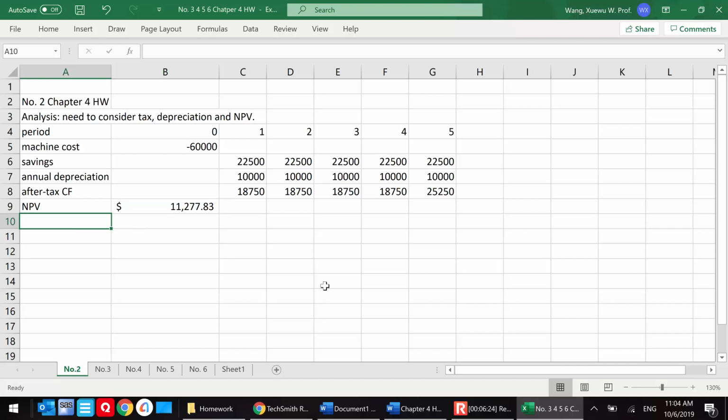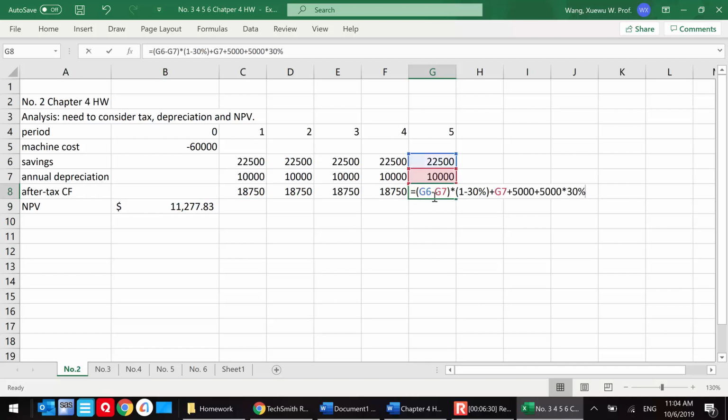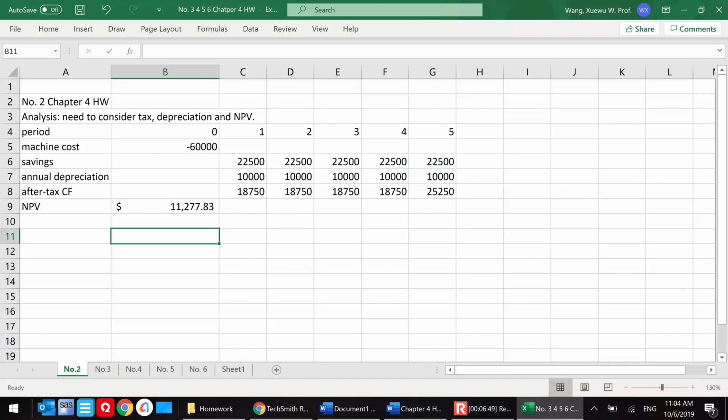I hope this is useful. The most confusing part is what you are going to do for the cash flows in year 5. For the cash flows in year 5, you look at the savings, the depreciation, and the tax, but you also need to look at the market value and the tax credit. This concludes my video for number 2. I'll stop the video here.